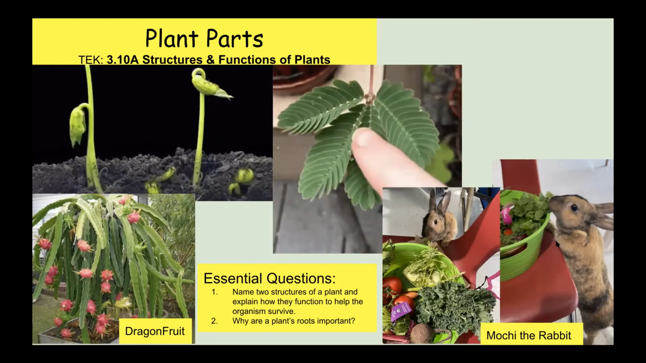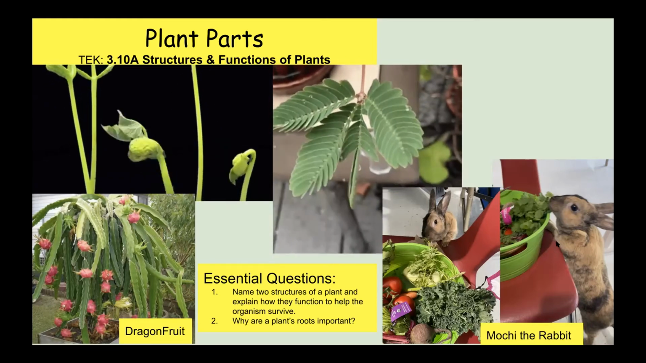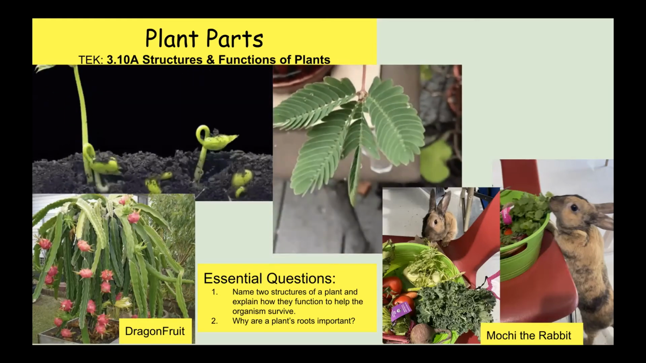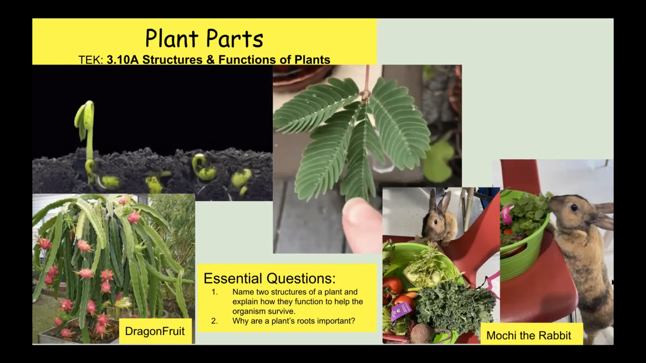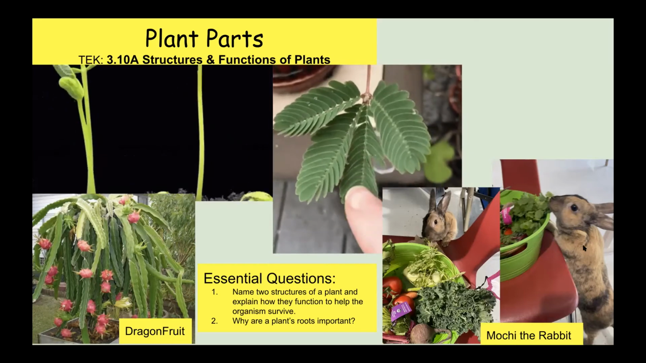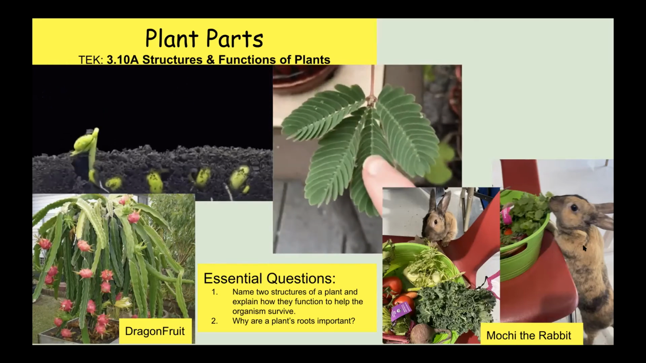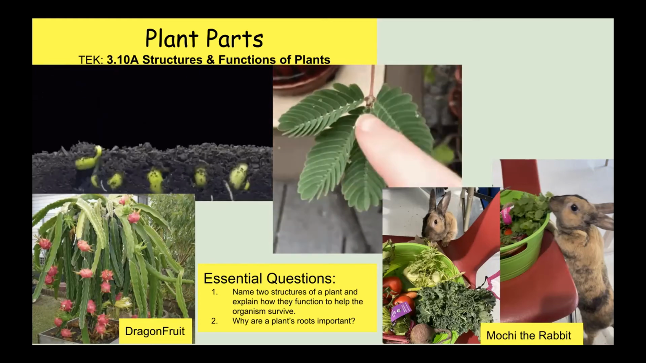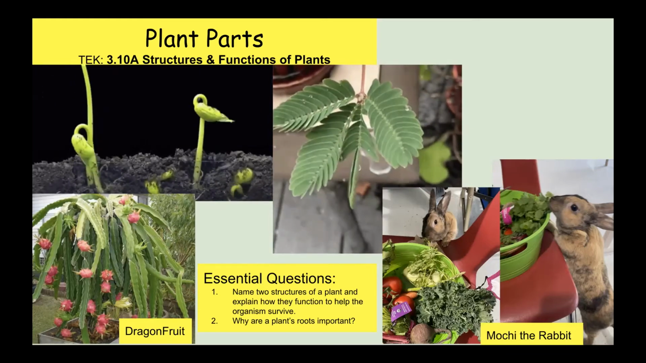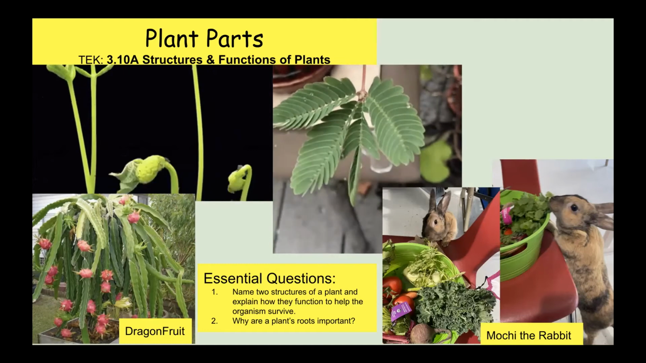And of course, we know it's important to study plants because we eat things from plants, but also our animal friends here at the Environmental Center also eat things from plants. And here's my bunny Mochi that you've probably seen in some other videos. I found out that she loves to eat a lot of these different fruits and veggies. She was even caught in the act stealing some of my vegetables from another program.